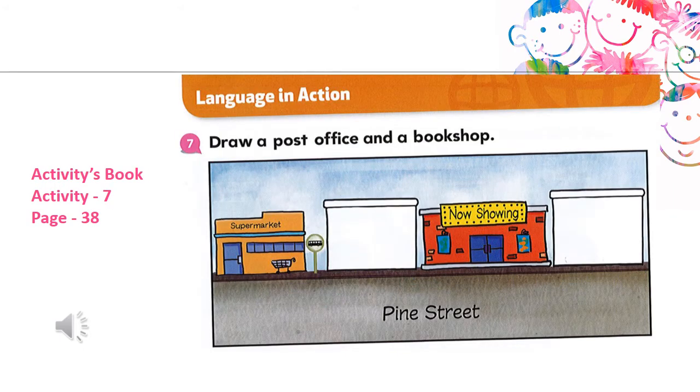Dear students, now turn the page over. Go to page 38, Activity 7. Look at the picture of Pine Street here. You can find there is a bus stop, a supermarket, and a movie theater hall. You have to draw a post office and a bookshop here. Now start drawing the post office and the bookshop.